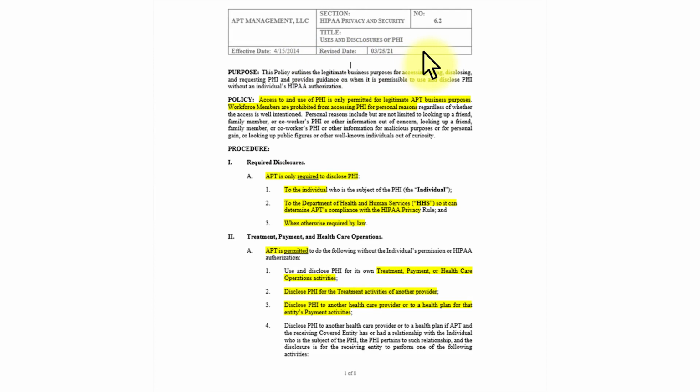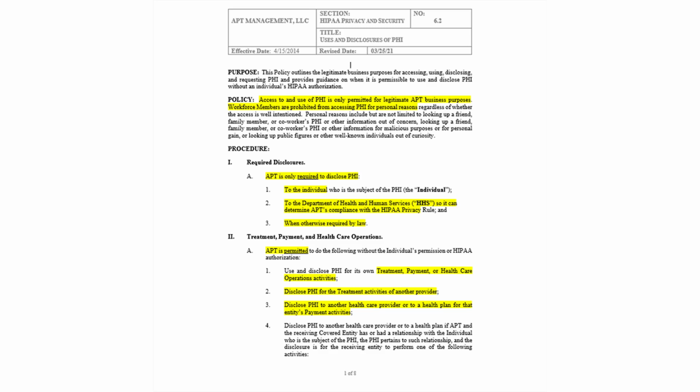The company is required to disclose PHI to tell the individual who is the subject of the PHI, or their guarantor if they are a minor or have an attorney representing them. We're required to disclose to the Department of Health and Human Services so it can determine compliance under the HIPAA privacy law. We also need to disclose when required by law. We're permitted to disclose PHI for treatment, payment and healthcare operations.